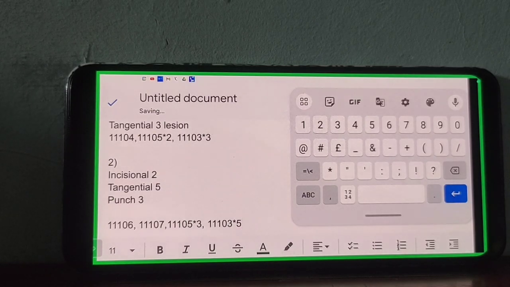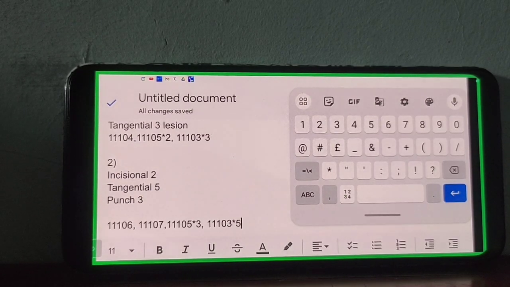So for the lowest, choose the highest primary, lowest add-on. For the lowest, instead of the primary, just write the add-on only, and based on the number of lesions, you have to apply the code. So punch add-on code 1105, and for 3 lesions, into 3. The add-on code for tangential is 1103, and the number of lesions is 5, so that's why into 5. So that is the method of highest primary, lowest add-on.